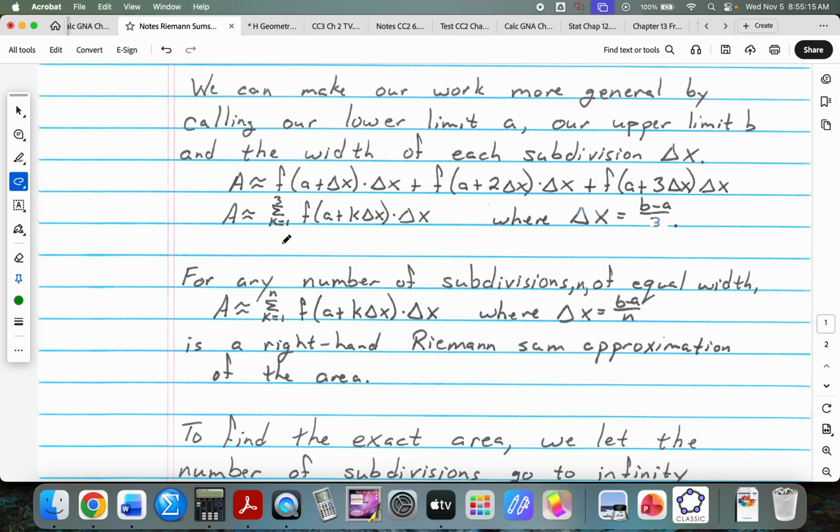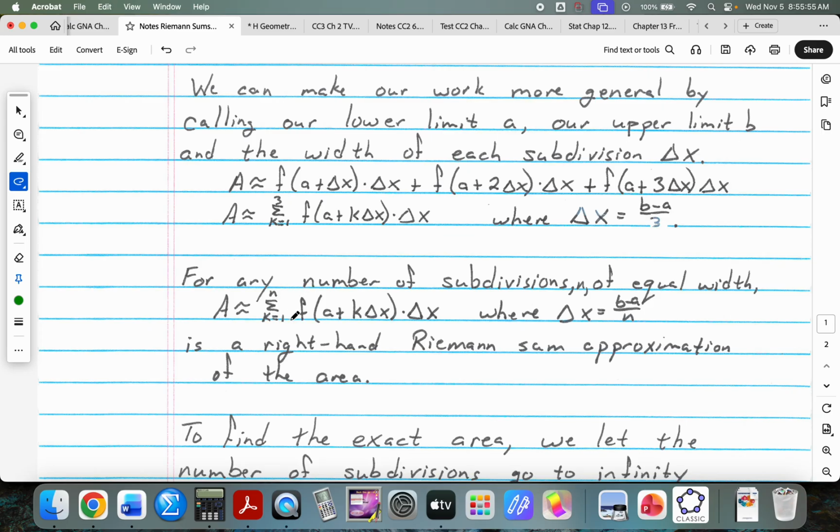We can write that as a summation, as the summation as k goes from 1 to 3 of f of a plus k times delta x, times delta x, where delta x in this case was equal to b minus a over 3, right? The upper minus the lower divided by how many subdivisions we're going to do. Now, we can generalize this even more. We don't have to do 3 subdivisions, which is what we're doing here. We can do any number of subdivisions.